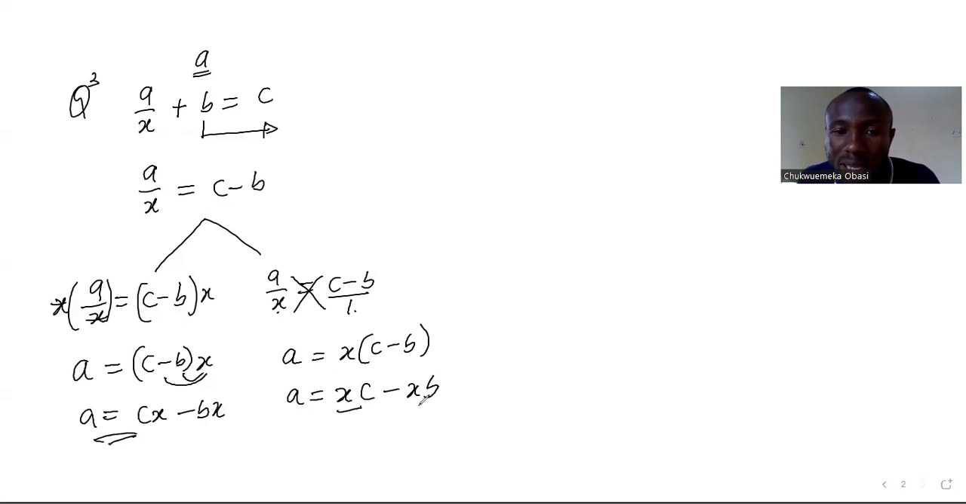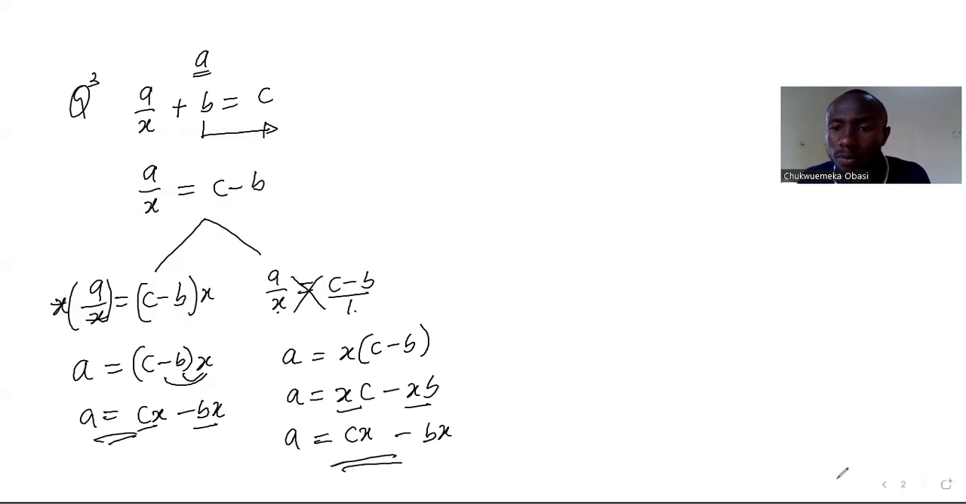Remember, xc and xb is the same as cx and bx. It is commutative, so it doesn't matter which of them comes first. But naturally in maths, the alphabet that is close to A comes first in order. That is how we do it. So it should properly be written as A is equal to CX minus BX. So they are all the same.